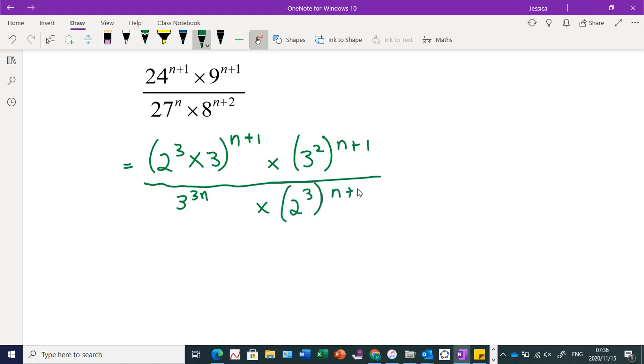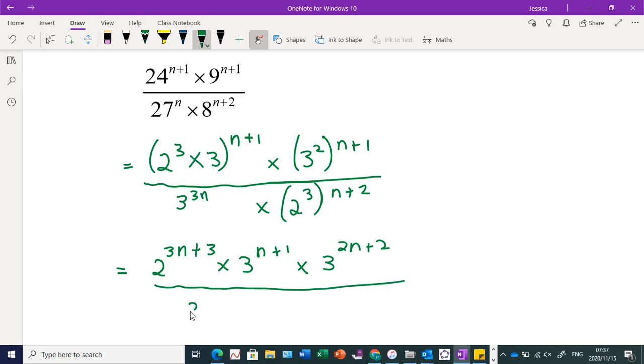n plus 2. Now you'll see all our exponent rules come into play here. Which of these 2 factors gets the power of n plus 1? Both of them. If there's already a power on a number, we multiply the powers. So this is going to be 2 to the 3n plus 3 times 3 to the n plus 1 times 3 to the 2n plus 2 over 3 to the 3n times 2 to the 3n plus 6.